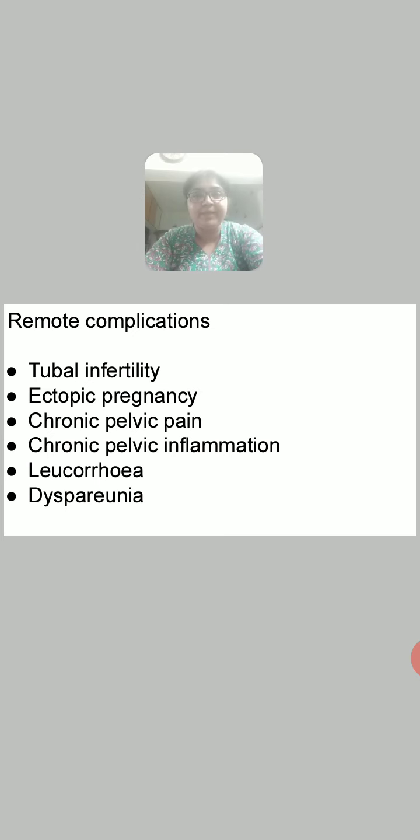Now the remote complications, which occur in the future or after some time of getting acute salpingitis. There may be tubal infertility. So the woman becomes infertile due to the tubal cause. Ectopic pregnancy, that is extrauterine pregnancy. Chronic pelvic pain, chronic pelvic inflammation, leukorrhea, and dyspareunia. Dyspareunia is painful coitus. So these are the remote complications of PID.